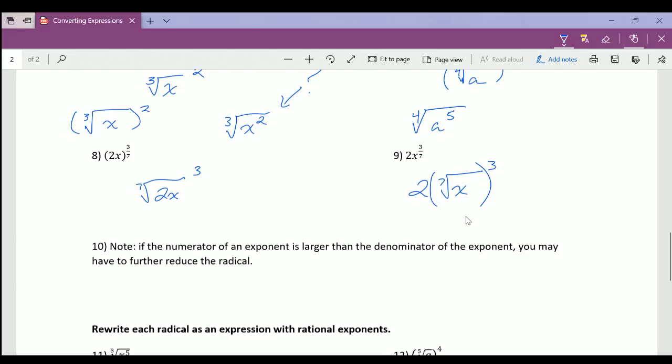Alrighty. I'd already mentioned number 10. Note, if the numerator of an exponent is larger than the denominator of the exponent, you may have to further reduce the radical. Kind of like what could have happened here. You would have pulled out one of your a's and then left with the 4th root of just a. Okay, but we are not going to really concern ourselves with that for my classes right now.